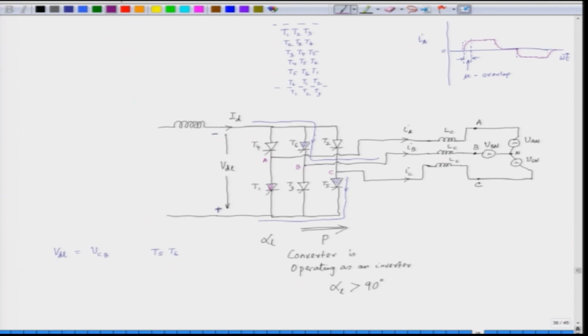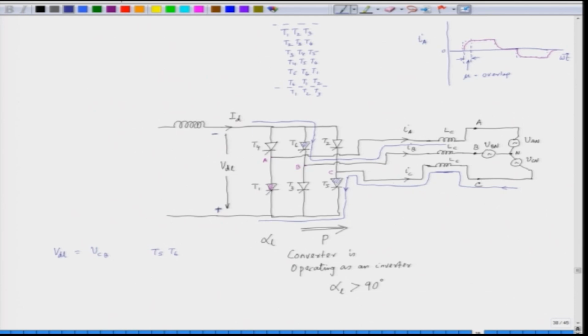T5 was carrying this current, and this current was coming all the way from the synchronous machine. We are trying to turn off T5 and turn on T1. The current was flowing through an inductor, so the inductor current cannot be turned off immediately. This current will take some time to die down, and this is a negative current because it is opposite to the convention of IC.